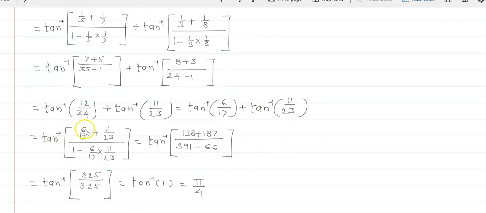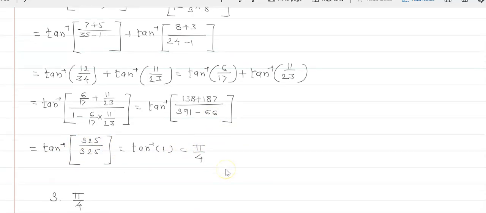That is tan inverse of (6 upon 17 plus 11 upon 23) upon (1 minus 6 upon 17 into 11 upon 23). That is equal to tan inverse of (138 plus 187) upon (391 minus 66). That is tan inverse of 325 upon 325, that is 1. Tan inverse of 1 is pi by 4, and hence option 3 is the correct one.